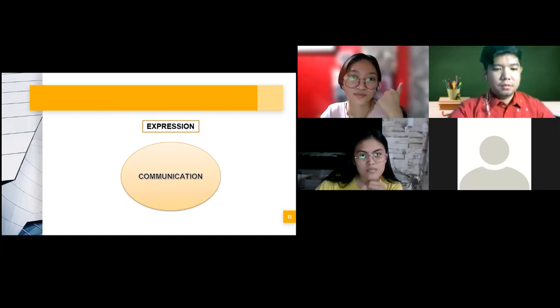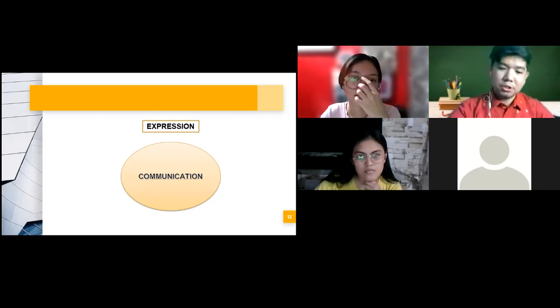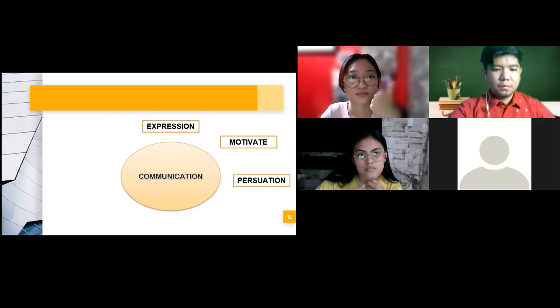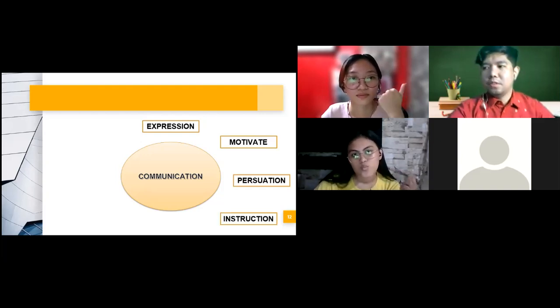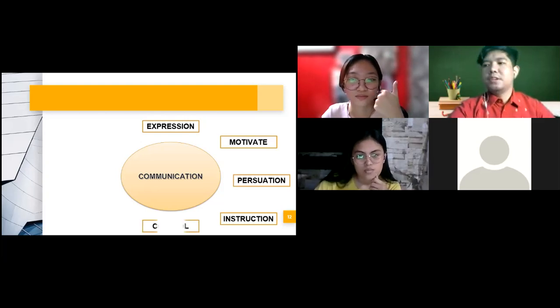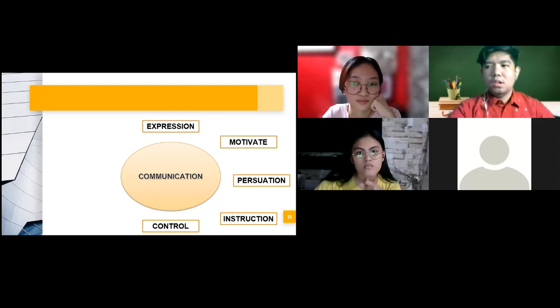Thumbs up, yes. Communication is a form of expression. What about this one? Motivate. Is this related to the word communication? Okay, very good. What about persuasion? Okay, thank you. Instruction. Okay, very good. What about control? Is the word control related to the word communication?